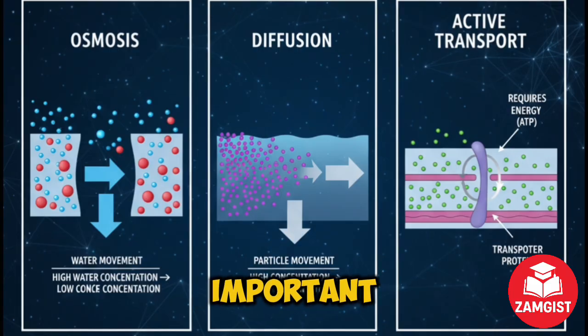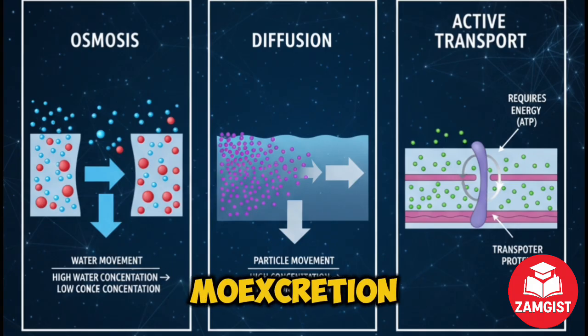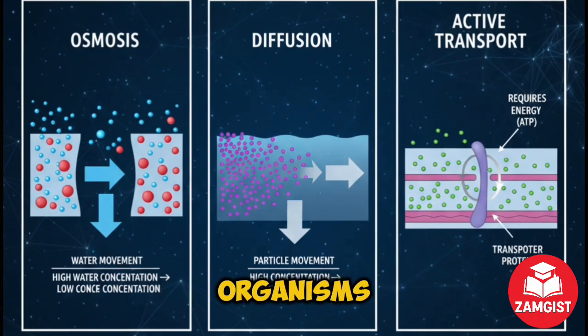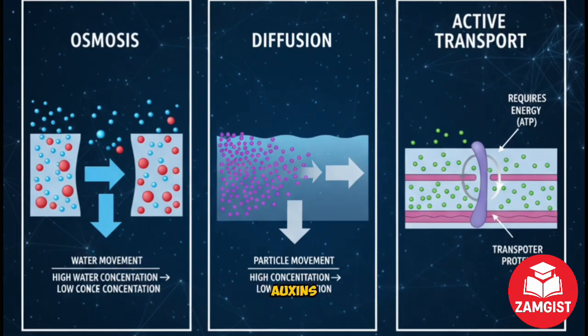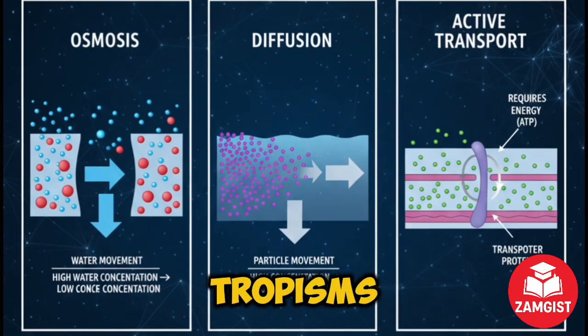Respiration is another important process. Aerobic respiration uses oxygen and releases more energy. Anaerobic respiration occurs without oxygen and produces less energy. Excretion in single-celled organisms happens by diffusion or through a contractile vacuole. Growth involves cell division, enlargement, and the action of hormones like auxins, which also control tropisms.